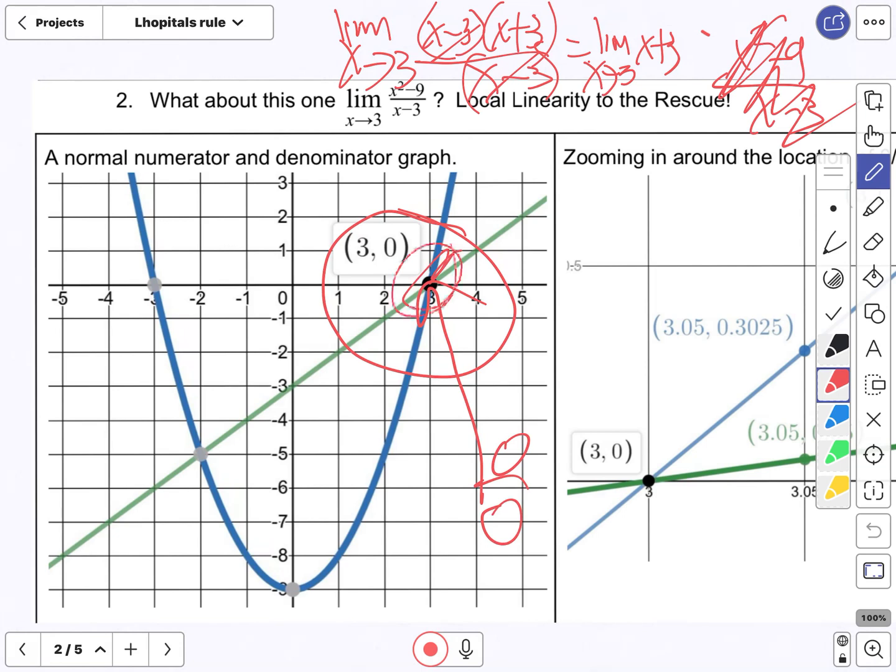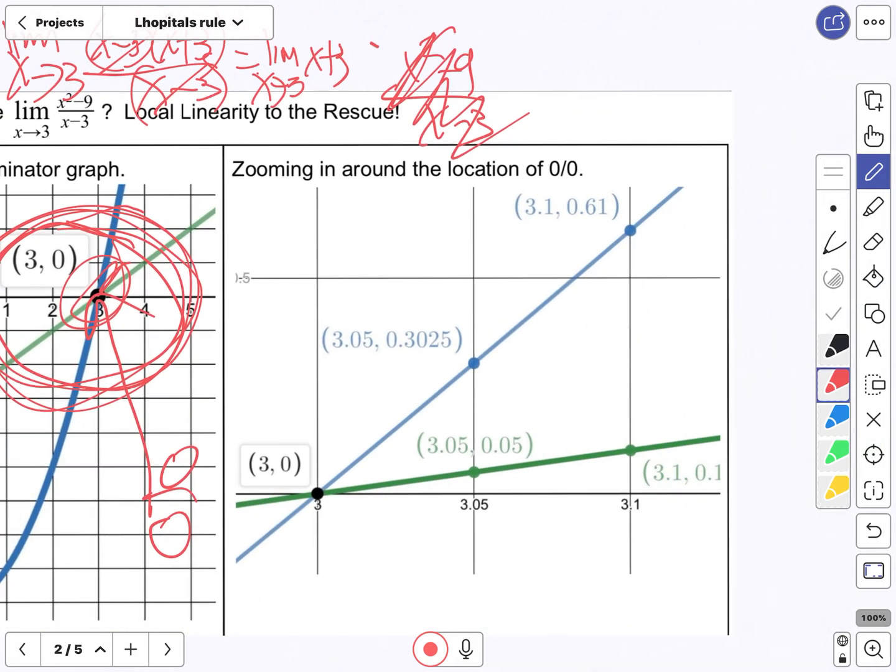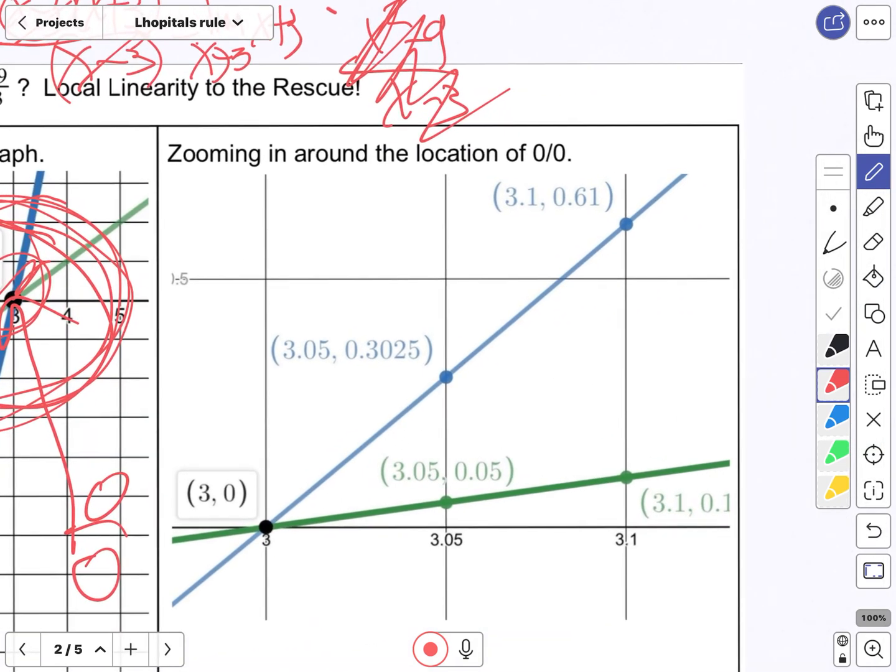Maybe that will help us. So let's zoom in on that location right there. Okay, so we're trying to figure out what the y value is as we get really, really close to this point. We can't figure it out at that point because it's 0 over 0 there. We'll never be able to figure it out, but when we get close.